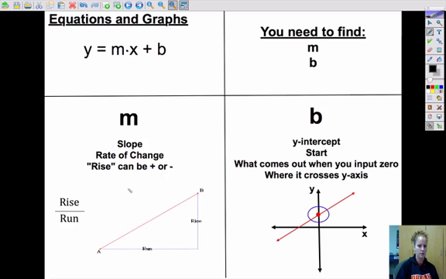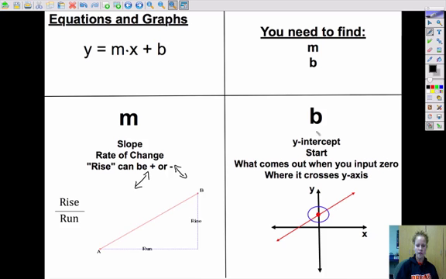The rise can either be positive when a line goes up or negative when a line goes down, okay? That's the top fraction. The top part of the fraction can either be positive or negative. If the line's going up, then we see how much do we go up, how much do we go over. If the line's going down, we see how much do we go down, how much do we go over. And that fraction or whole number, if it's over 1, goes where this m is.